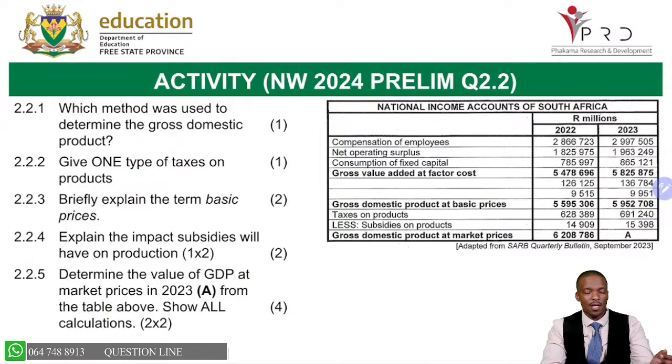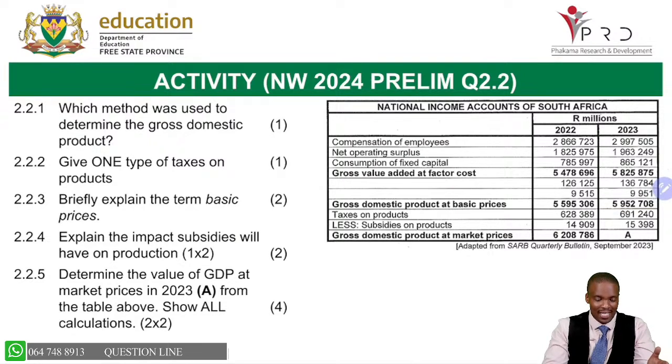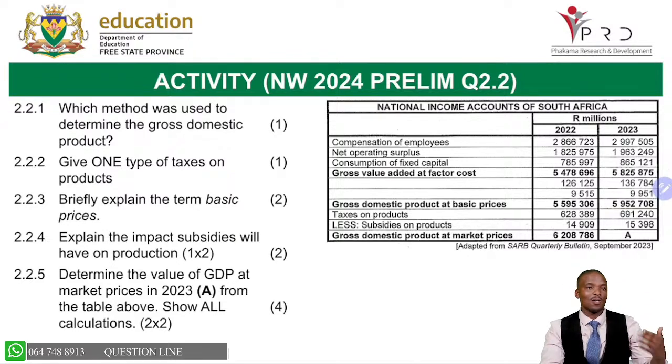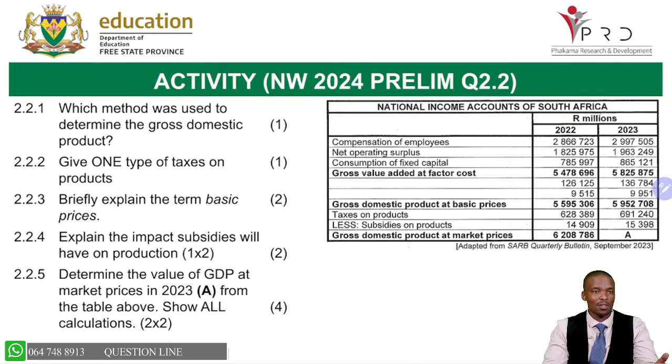Okay, right. The last one is taken from the Northwest 2024 prelim, question 2.2 again, this circular flow. Okay, this one, because we have done the other one, we can allocate 4 minutes on this one.